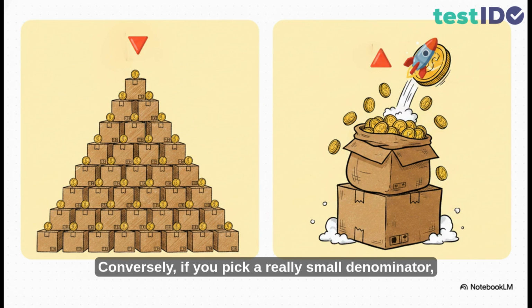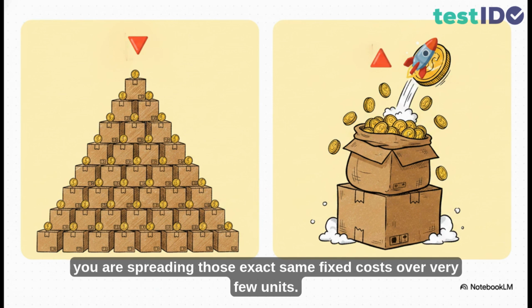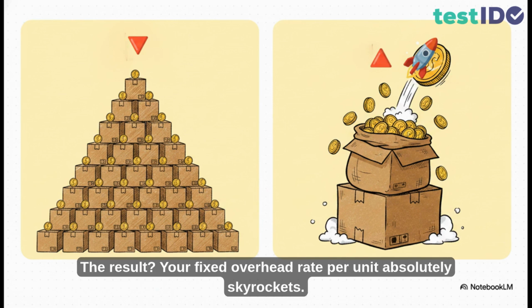Conversely, if you pick a really small denominator, like master budget capacity during a terrible economic year, you are spreading those exact same fixed costs over very few units. The result? Your fixed overhead rate per unit absolutely skyrockets.